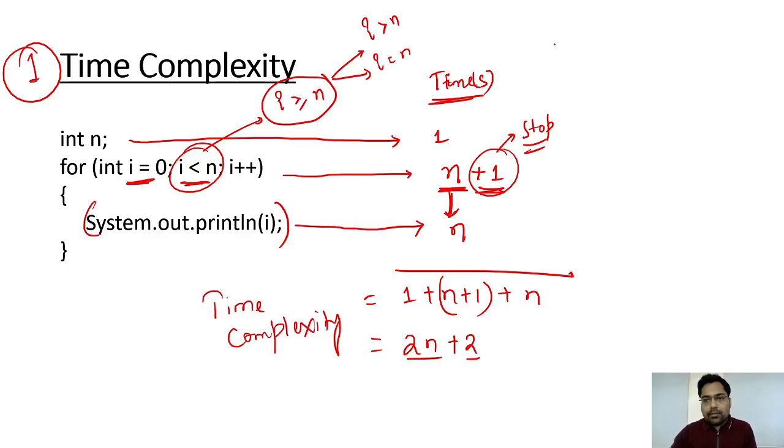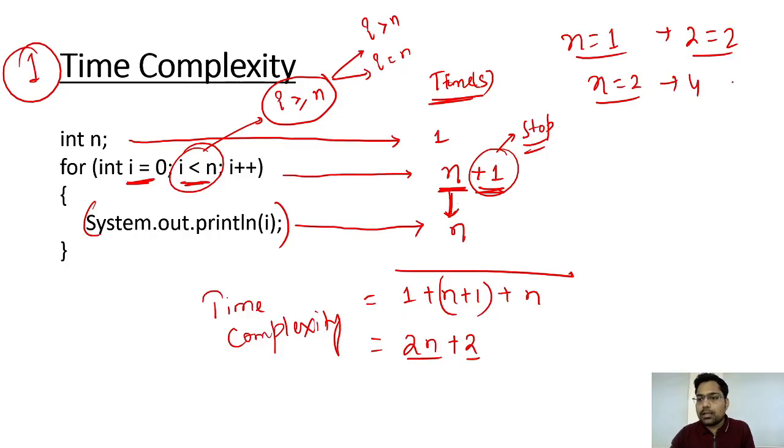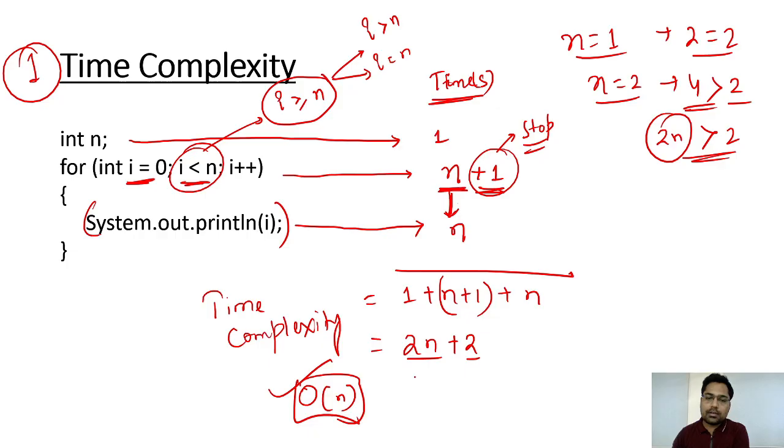You can say if n equals 1, both sides give 2 equal to 2. If n equals 2, one side is 4 and the other side is 2, so 2n is greater compared to the constant. That is why we are writing big O of n, which is a correct answer. Sometimes you can say big O of c into n, where c is a constant. This is also correct because the constant is getting multiplied. Practically c into n should be correct, or theoretically big O of n, and both are correct. It's linear time complexity.